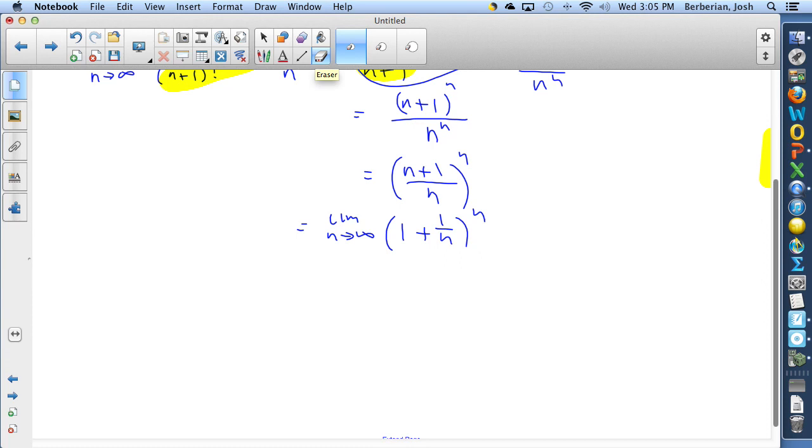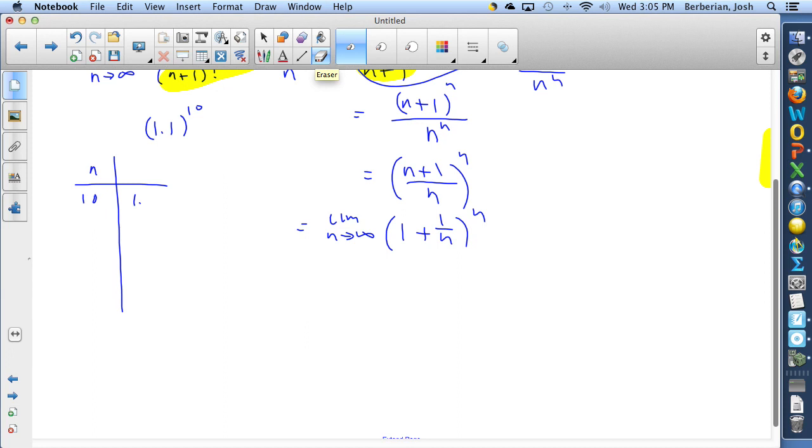You can't do that in your head. Stop. 1 plus a 100th raised to the 100th. What happens if n is 10? Approaches 0. What do you get? 1.1 raised to the 10th. It's going to get closer to 1. The limit is 1.